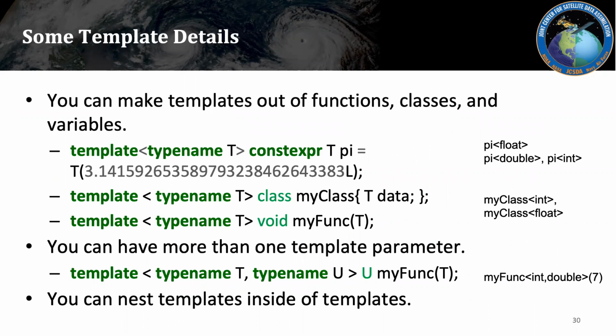Just some very quick template details for you guys. You can make templates out of individual variables. So this way you don't have to constantly redefine a fundamental constant like pi, and you don't have to define a pi as a float, a pi as an integer, a pi as a double. You can also have templates of classes, and it would look something like this. So my class specialized as an integer. And you can also define templates of functions. And you can also have more than one template parameter. So you can have a function which has parameters of an integer and a double. And here's how you would actually define it.